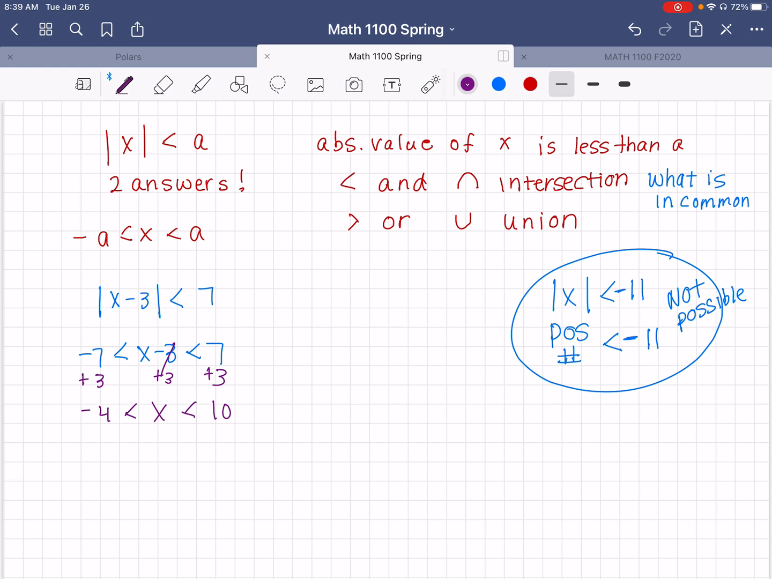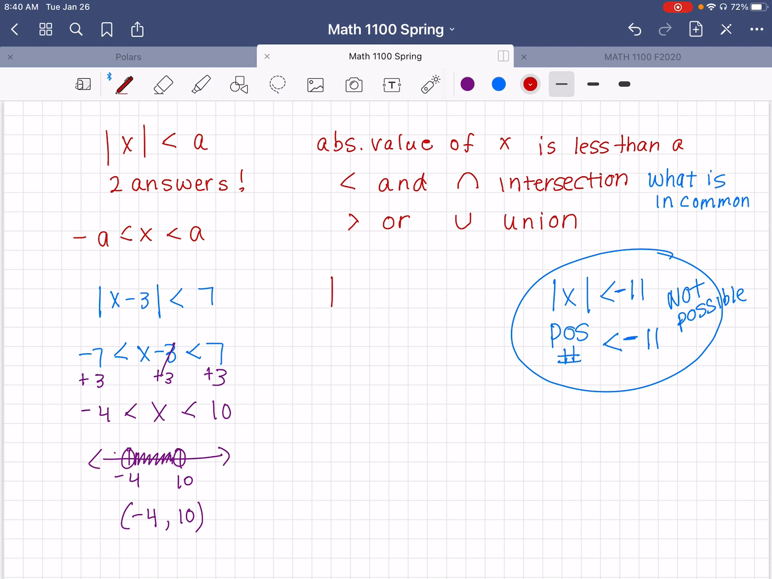So what that's saying is that it's a less than, so I'm on a number line from -4 to 10. It doesn't include the -4, it doesn't include the 10, but it's between them because x is between them. So interval notation is -4, 10 with parentheses.